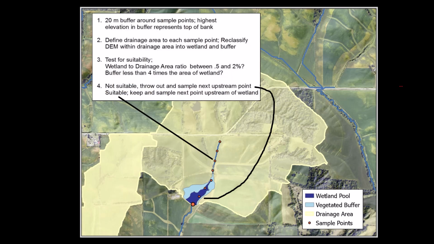If the site was found to be unsuitable, it's thrown out, and then the next point upstream is sampled. This is likely just the next one upstream, but if it is suitable, that point is kept, and we move to the next point that is outside of that wetland buffer area.